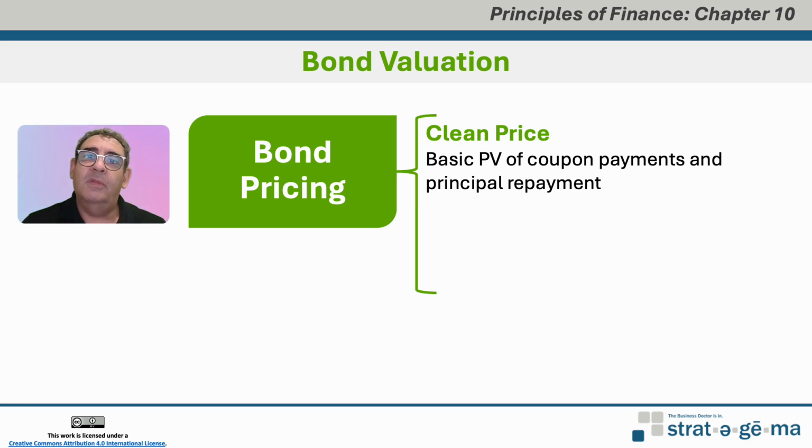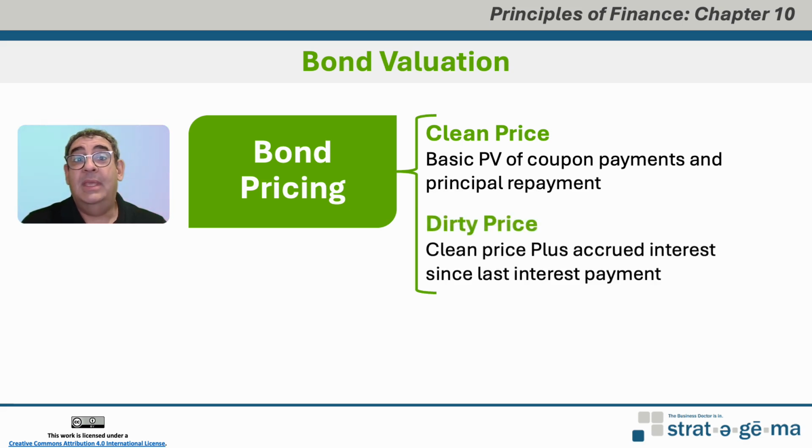So in terms of the types of calculations that you were doing previously on loans, if you wanted to determine the present value of future payments, that would be considered the clean price. The dirty price is the clean price plus the accrued interest since the last interest payment. Because what happens is, if you purchase a bond from me right after the last interest payment, then you will receive the next interest payment and you'll receive the full amount of the interest payment.